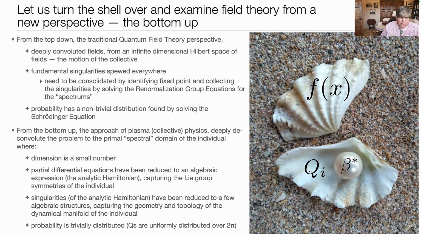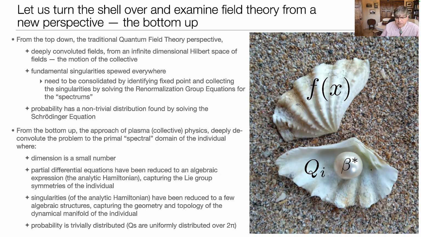The partial differential equations have been reduced to an algebraic expression, the analytic Hamiltonian, and that captures the Lie group symmetries of the individual. So we have really transformed from the motion of the collective to the individual, right? And then we can look at the singularities of the Hamiltonian, which have been reduced to a few algebraic structures that capture the geometry and the topology of the dynamical manifold of this individual, right? Or the individuals that make up the collective, right?